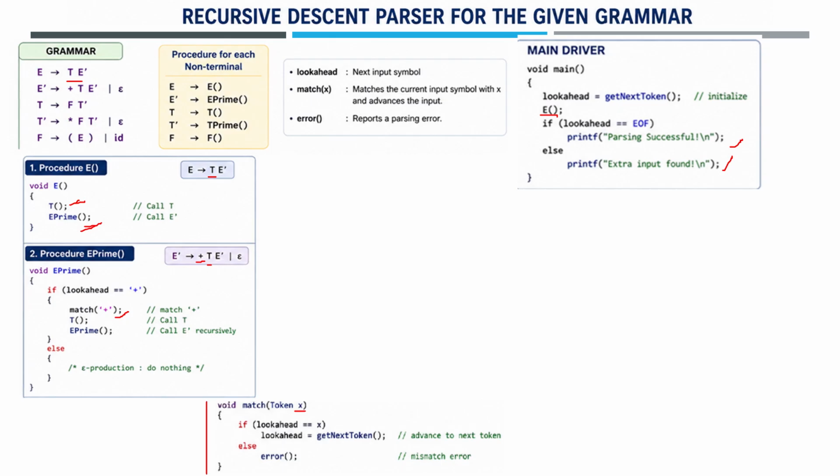What is the next symbol? E dash. E dash is a non-terminal, so just call it. What is the next one? Just give the procedure name for E dash, that is E prime. What is the other production that we have? It is epsilon.